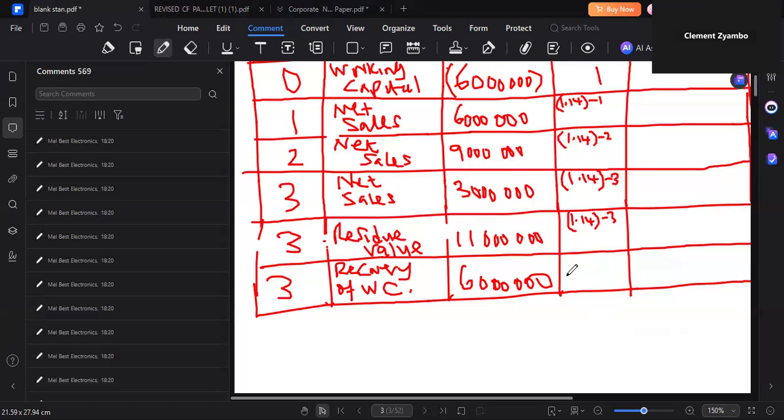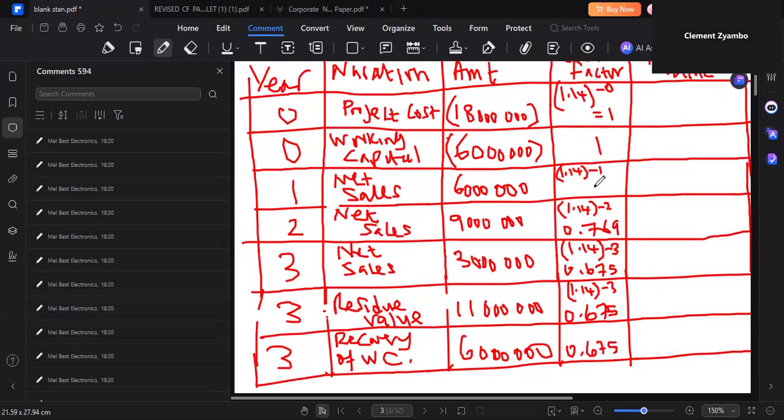1.14 to the power negative 3 is 0.675. 1.14 to the power negative 2 is 0.769. 1.14 to the power negative 1 is 0.877. So this one will multiply to give us the 18 million here.